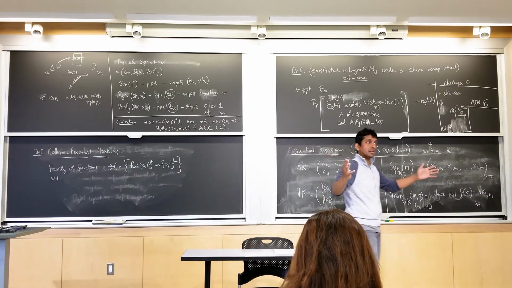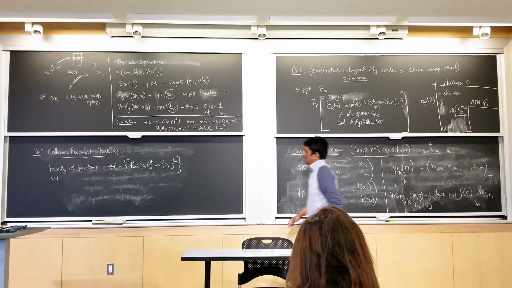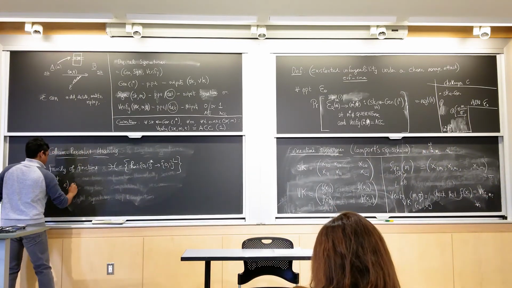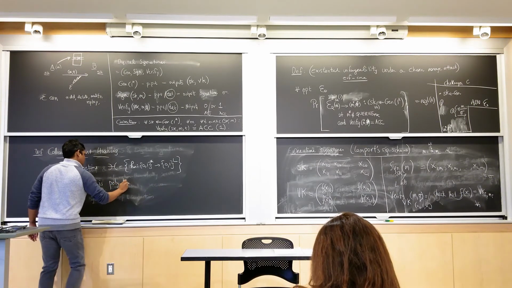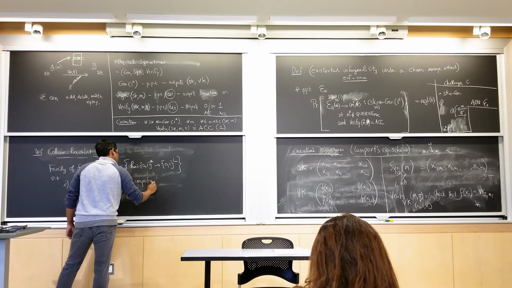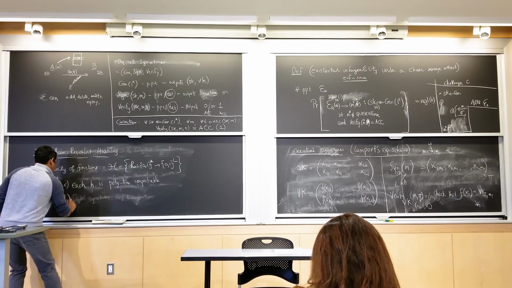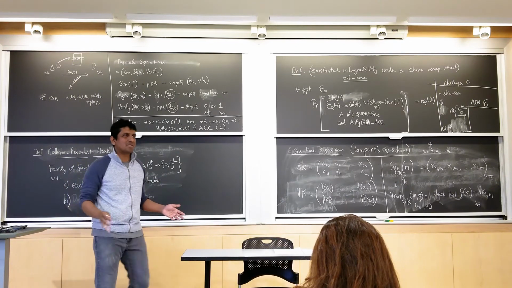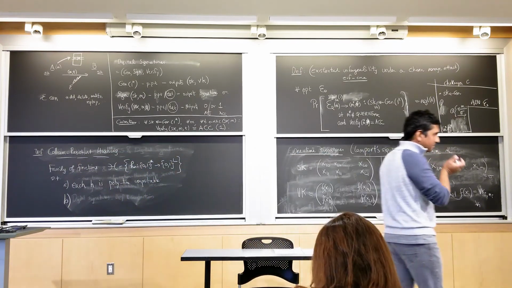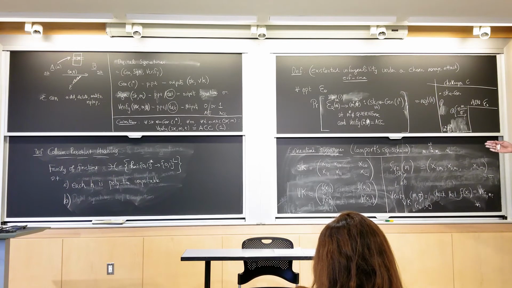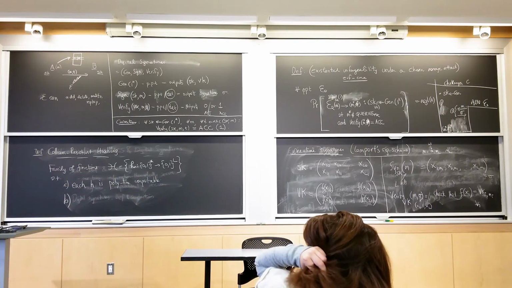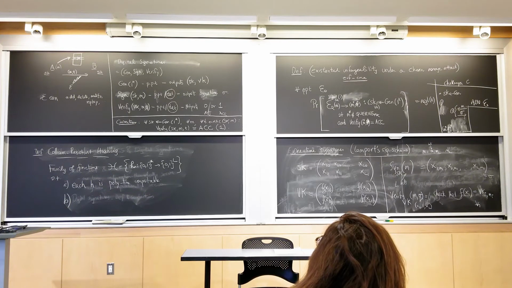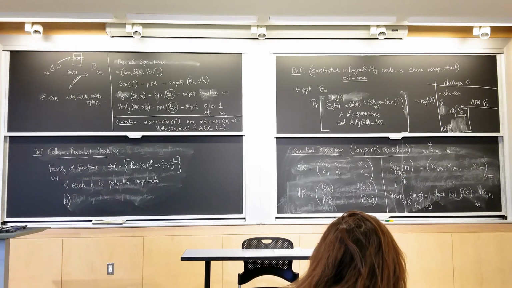Polynomial in what? In the input length. So such that A, each h is poly time computable, and B, it has to be collision resistant. What does that mean? There are collisions in this function, because it maps everything to L bits. Pigeonhole says there are collisions, but no polynomial time adversary should be able to find even a single collision.